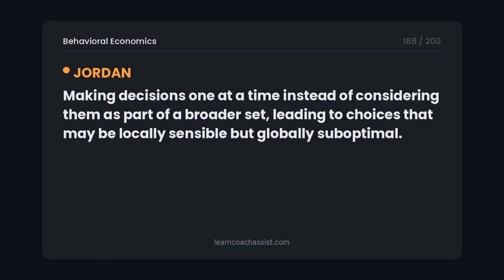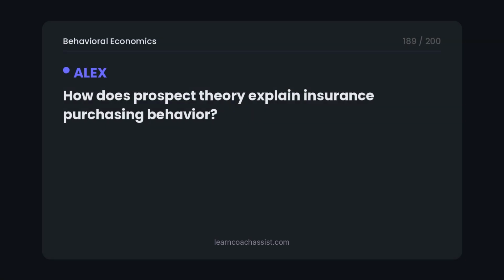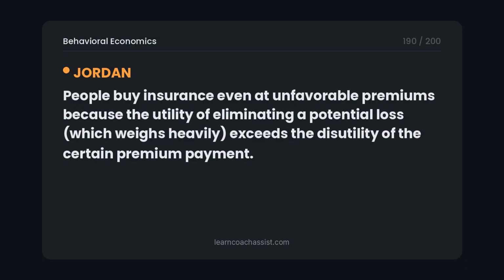Making decisions one at a time instead of considering them as part of a broader set, leading to choices that may be locally sensible but globally suboptimal. How does prospect theory explain insurance purchasing behavior? People buy insurance even at unfavorable premiums because the utility of eliminating a potential loss, which weighs heavily, exceeds the disutility of the certain premium payment.